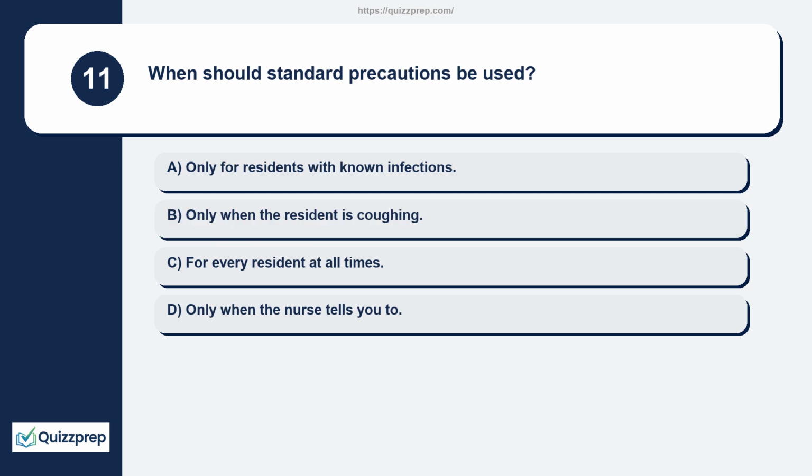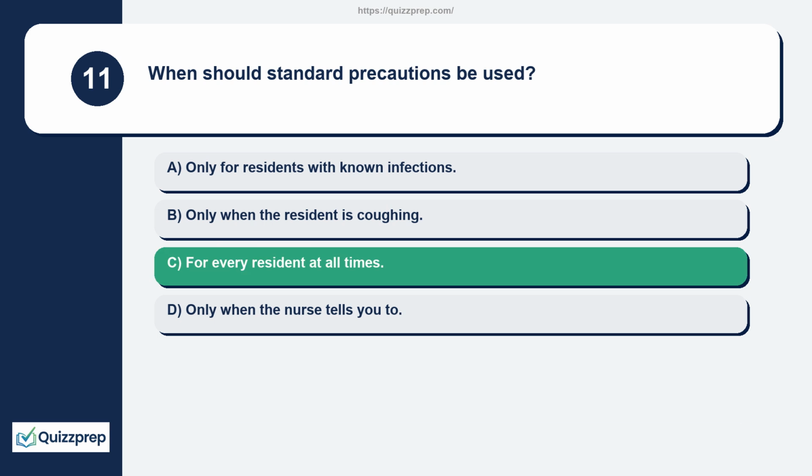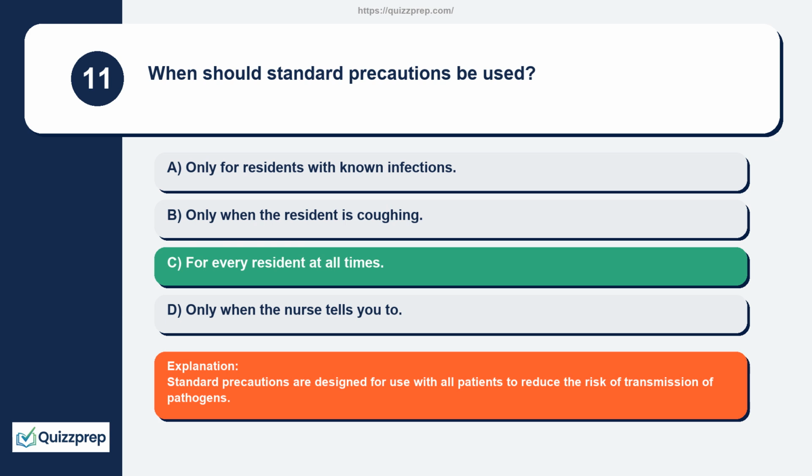Question 11. When should standard precautions be used? Only for residents with known infections. Only when the resident is coughing. For every resident at all times. Only when the nurse tells you to. Standard precautions are designed for use with all patients to reduce the risk of transmission of pathogens.